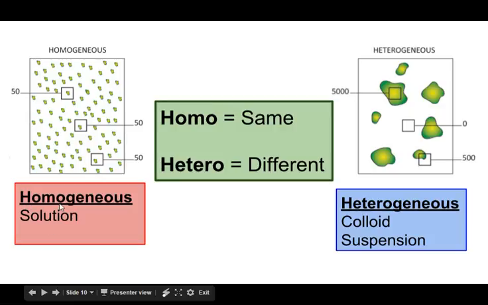Solutions are homogeneous. Homo means the same. All of these particles are the same distance from each other, the same concentration. So solutions are homogeneous. Colloids and suspensions are heterogeneous. Hetero means different. There is different numbers of molecules in heterogeneous mixtures. Colloids and suspensions are heterogeneous.